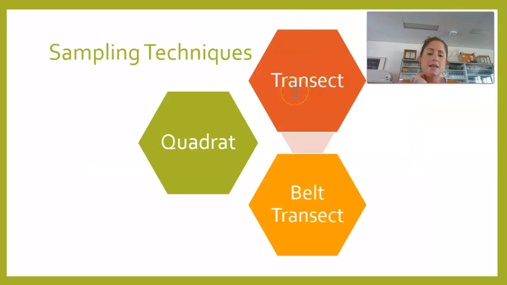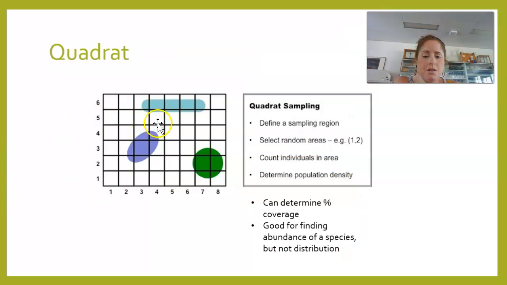The sampling techniques that we will really use in this class would be quadrats, transects, and belt transects. There are other sampling techniques, but these are the ones that we'll probably focus on the most. So with a quadrat, we take a square, we separate it up into smaller squares, and we can determine percent coverage. This is really nice for determining the abundance of a species, how much of this species is really present. It's not really good, at least alone, for figuring out distribution along a gradient, and so we wouldn't really be able to do that using a quadrat.